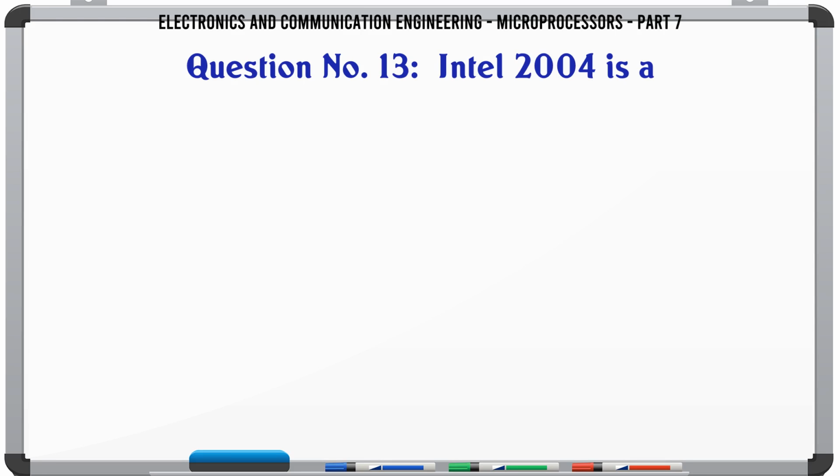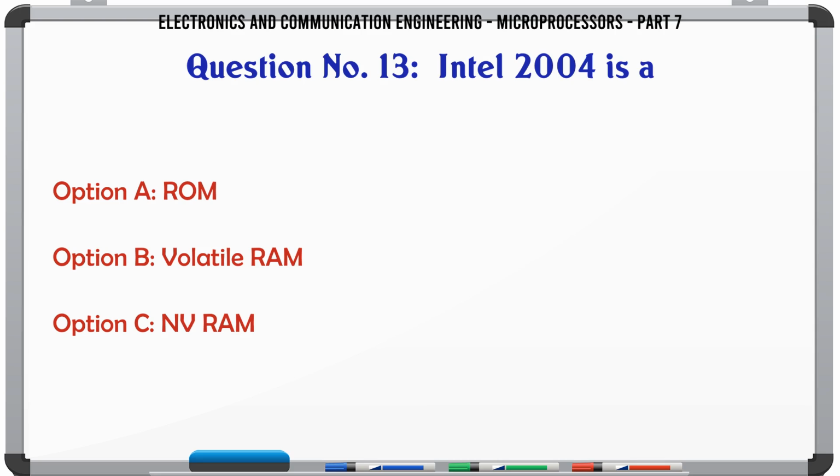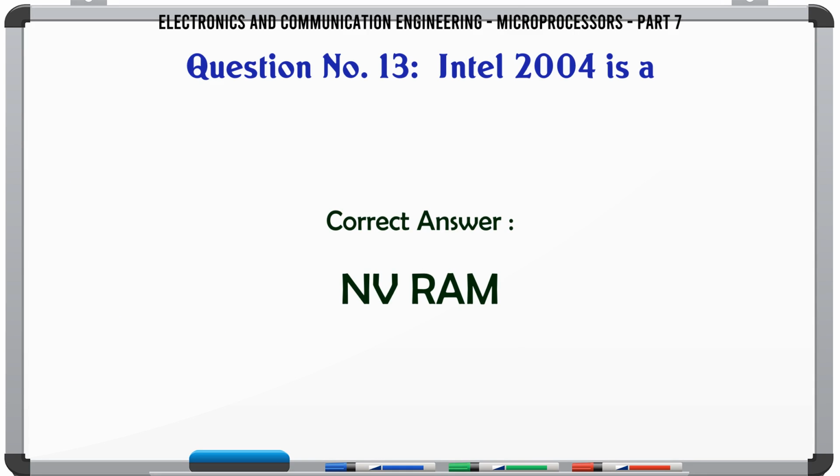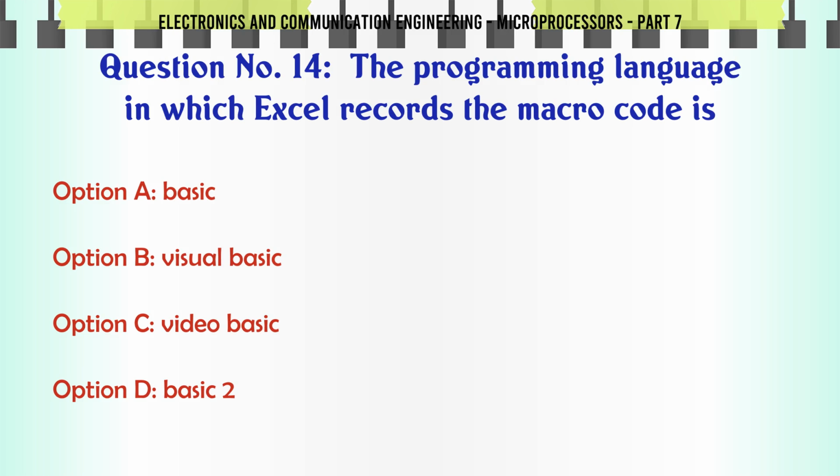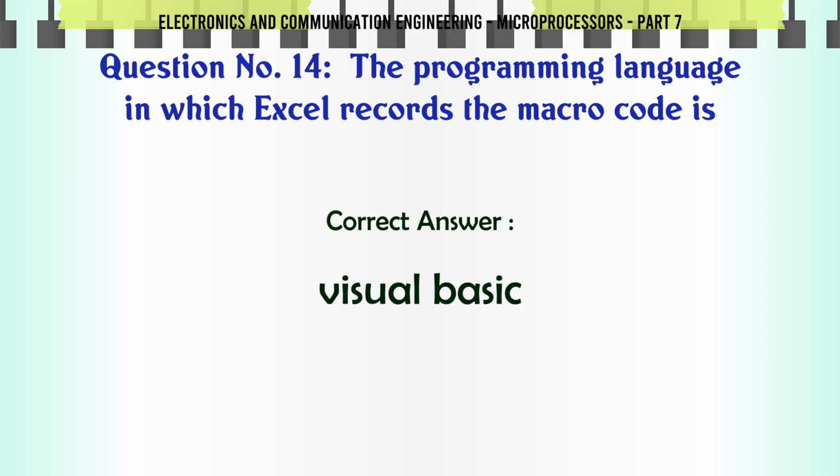Intel 2004 is: A, ROM. B, volatile RAM. C, NVRAM. D, none of the above. The correct answer is NVRAM. The programming language in which Excel records the macro code is: A, Basic. B, Visual Basic. C, Video Basic. D, Basic 2. The correct answer is Visual Basic.